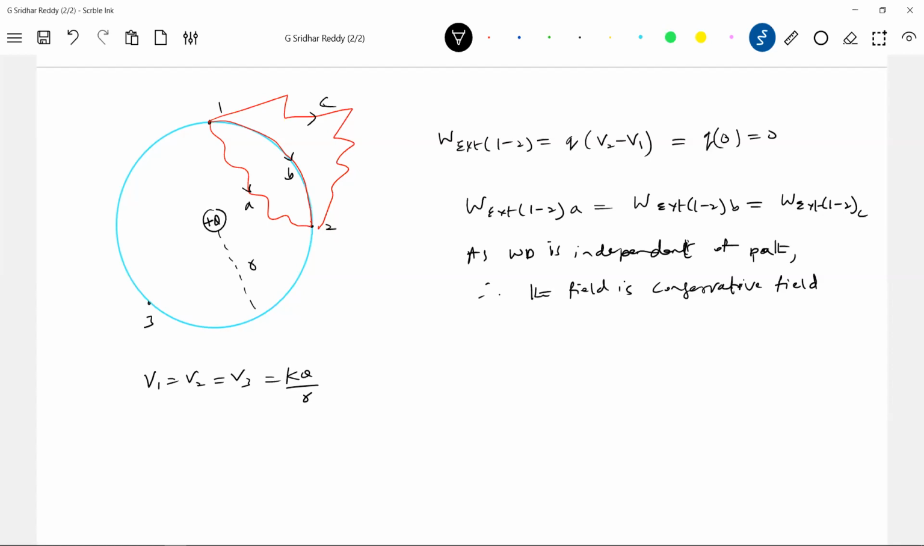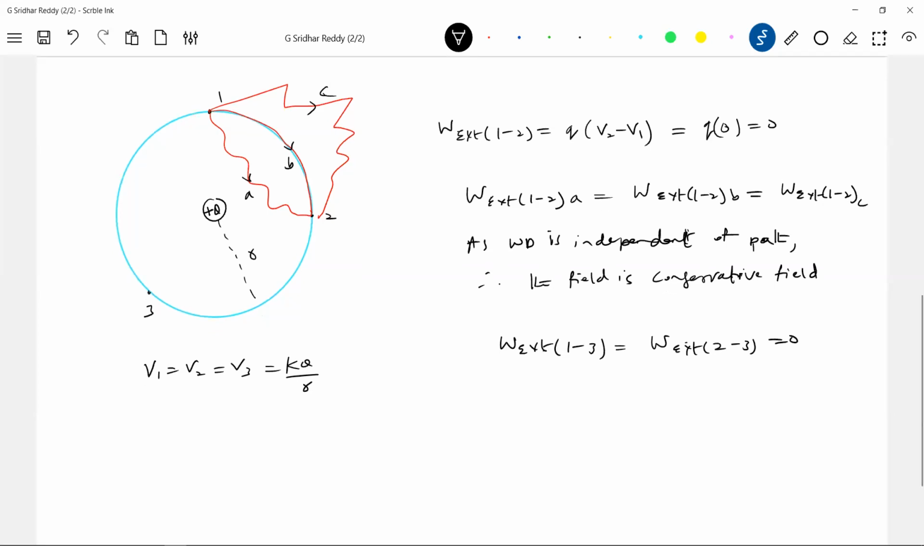Getting the idea? So now similarly, how much work should it take to move from 1 to 3? The same thing. So it will be 0. Work done by an external agent in moving a charged particle from 1 to 3, or 2 to 3, will be 0. It's independent of path here. Let me take one more question. Getting the idea, no? So this is about the direct application of what we learned. Okay, let's take one more example.